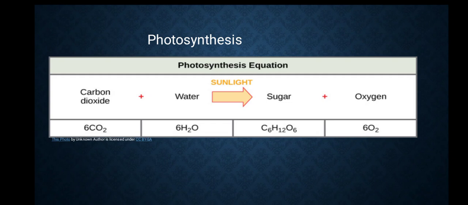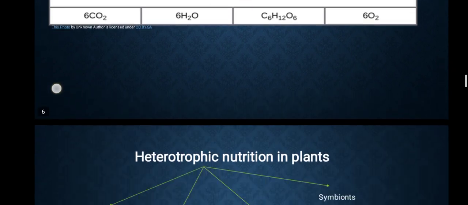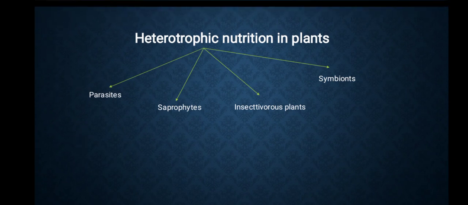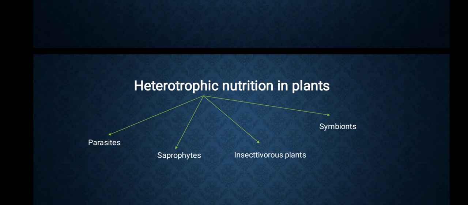Okay, understood? Yes, ma'am. Let's move towards the next topic, that is heterotrophic nutrition in plants. Okay. All animals and non-green plants cannot make their own food. They depend on green plants directly or indirectly for their food. Therefore, they are called heterotrophs.